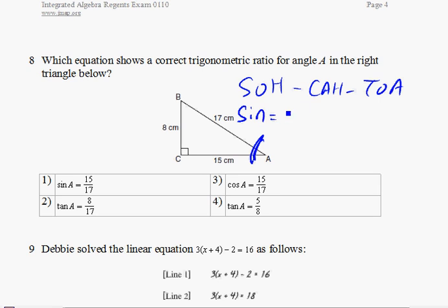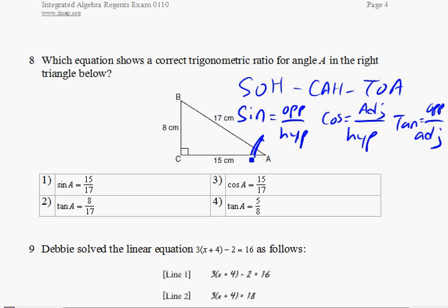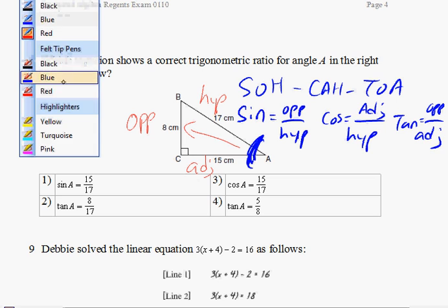SOH stands for sine equals opposite over hypotenuse. CAH stands for cosine equals adjacent over hypotenuse. And TOA means tan equals opposite over adjacent. Okay, angle A is over here. Therefore, the side opposite of A, furthest away, is the opposite, which is 8. Hypotenuse is always the longest side, therefore hypotenuse is 17. And adjacent is the side that's touching angle A but is not the hypotenuse. There you go. Those are your 3 sides.